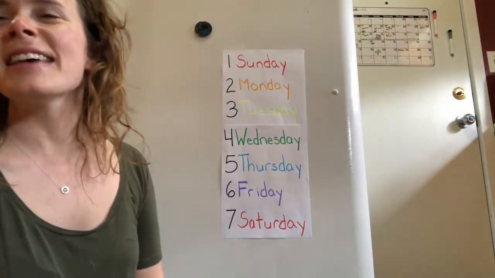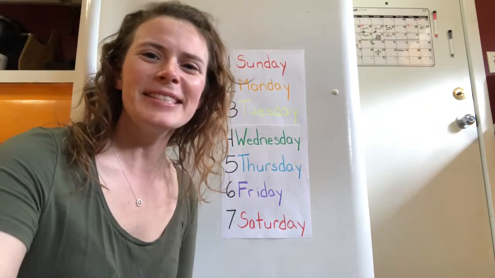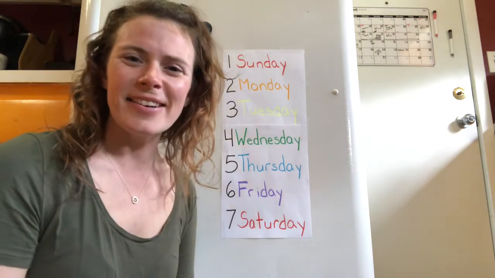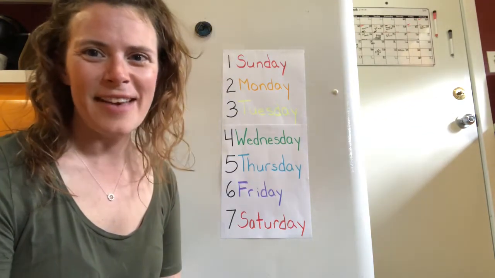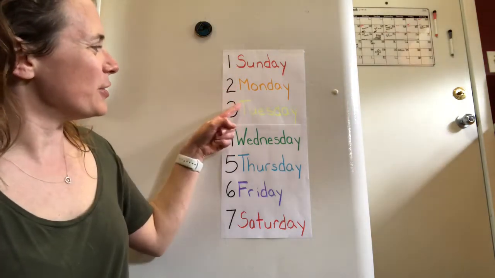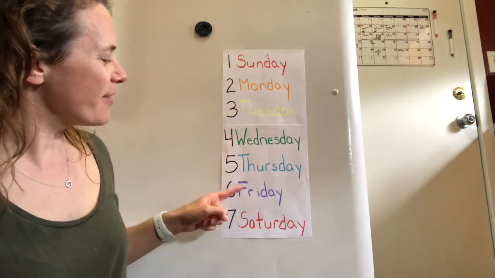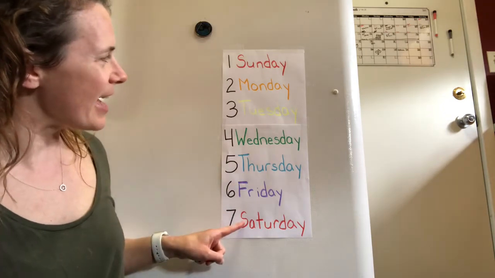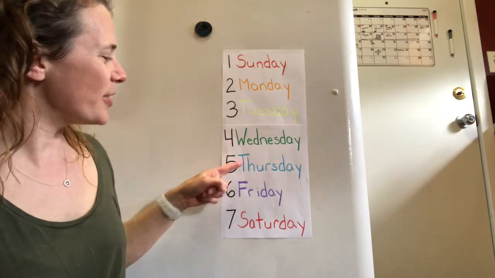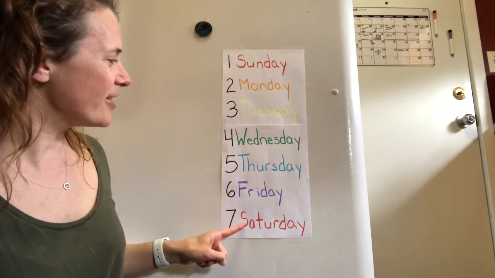There are 7 days, there are 7 days, there are 7 days in a week. Sunday, Monday, Tuesday, Wednesday, Thursday, Friday, Saturday.